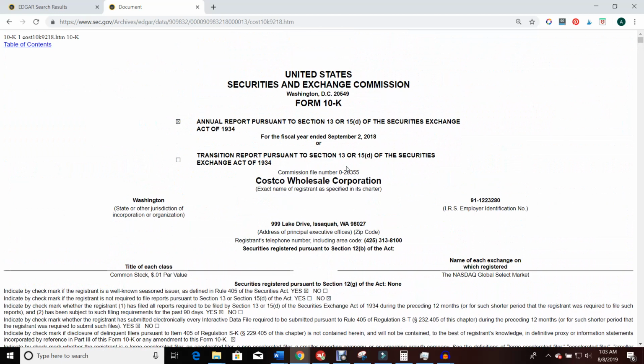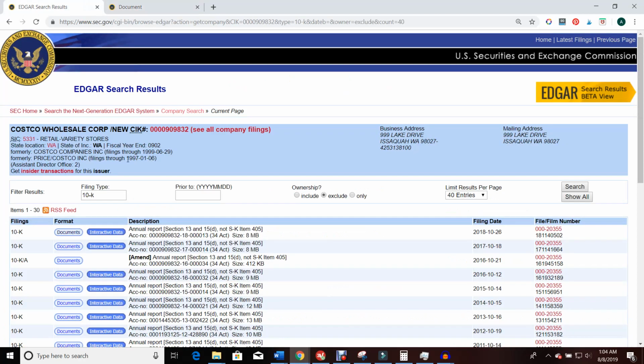These documents are typically very long. For very large companies like Costco or Apple or Microsoft, they could be up to 200 pages, sometimes even more. So there's a lot of information contained in these documents that will be very helpful when you're researching a company for the first time.